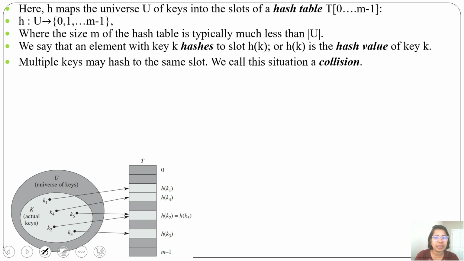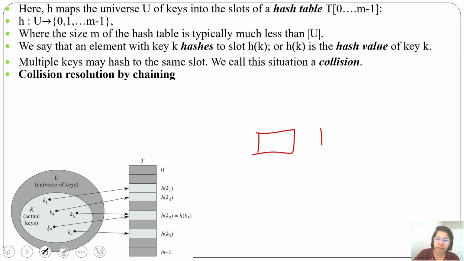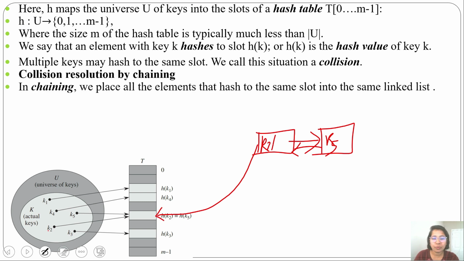They both hash to the same slot. So you can avoid this collision by chaining. In chaining, we place all the elements that hash to the same slot in a linked list. Like this, K2 and K5 we can store in a linked list. This is K2, this is K5. You can use either a singly linked list or a doubly linked list and that will link to this slot. So in chaining, we place all elements that hash to the same slot in the same linked list.